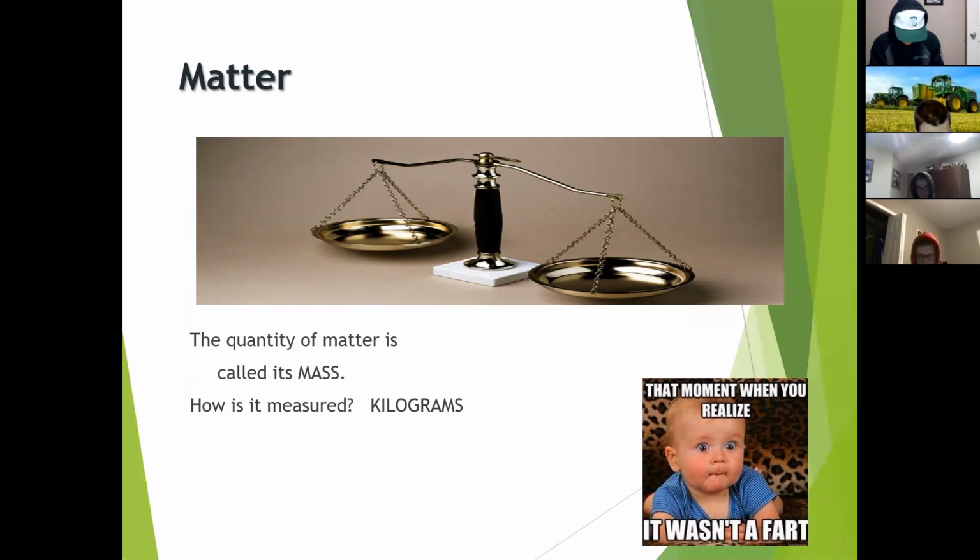Quick review, the quantity of matter, we call it mass, and we measure it in kilograms. So that's the basic things that you have to know. When it comes to weight, your weight is actually your mass combined with gravitational force. That's weight. But your mass in and of itself, in the absence of gravity, is also measured in kilograms.